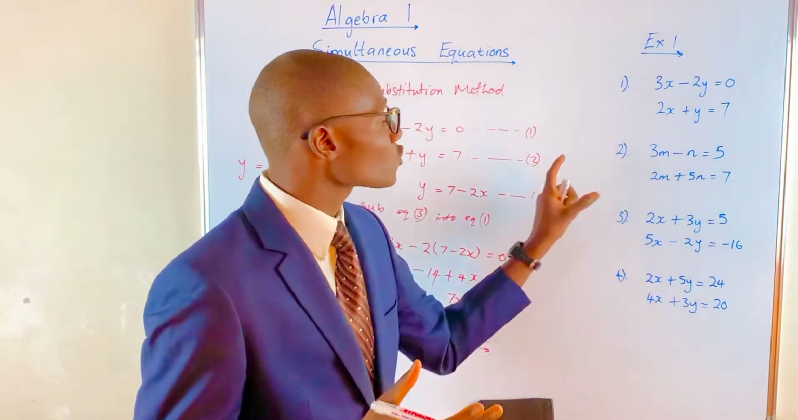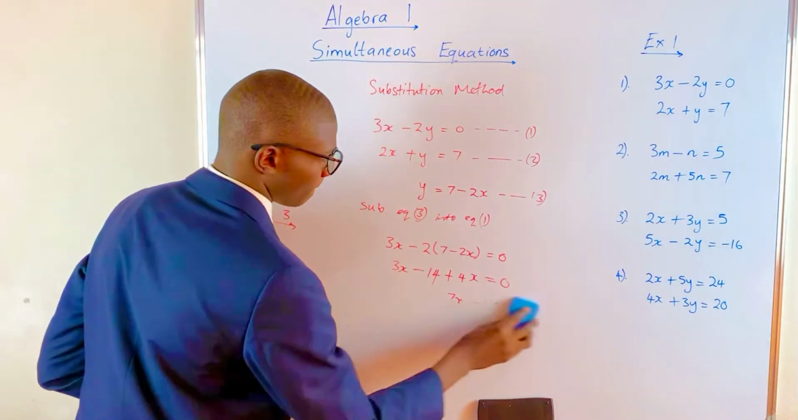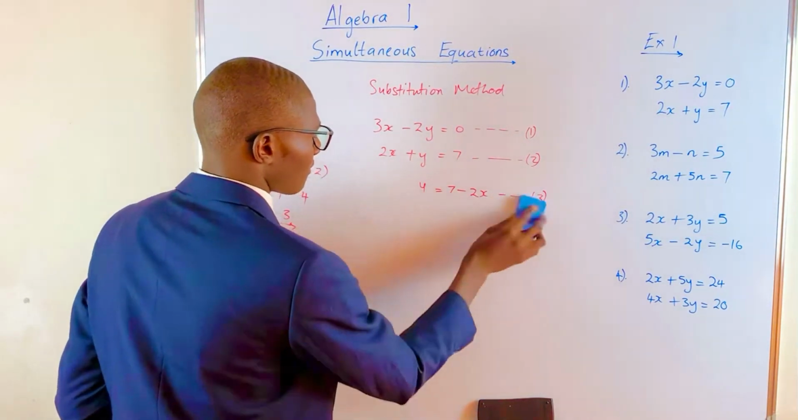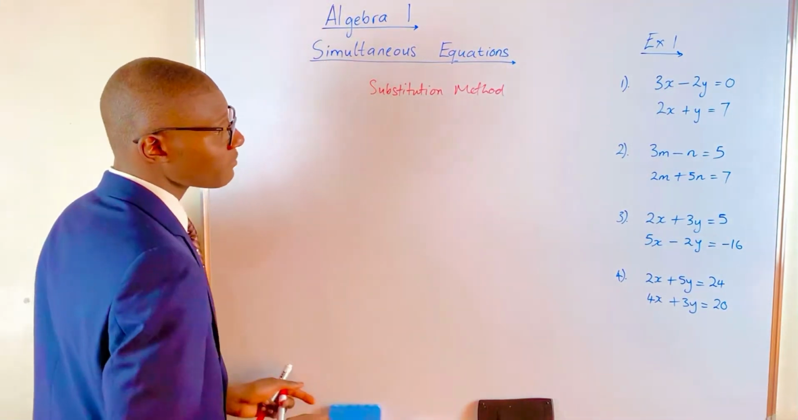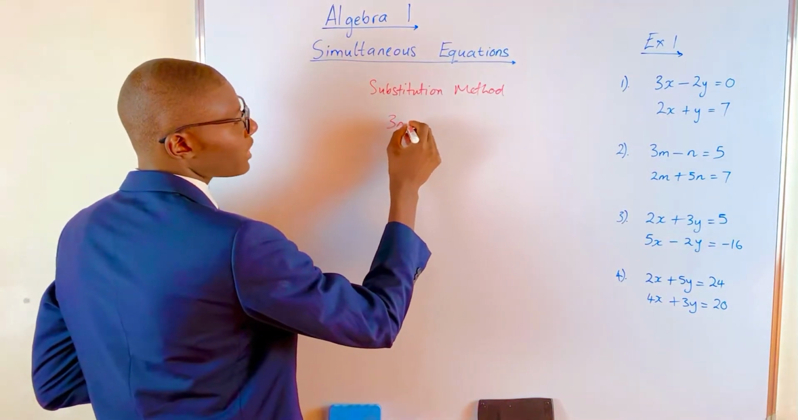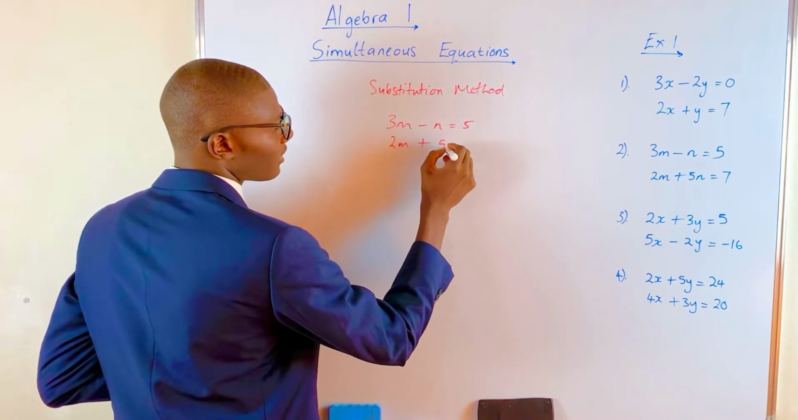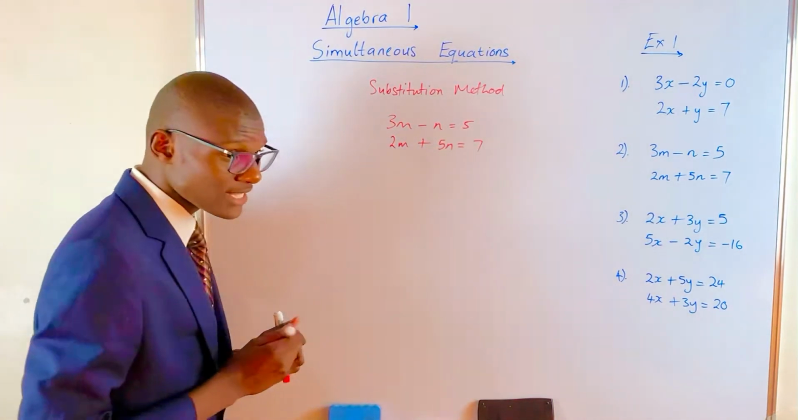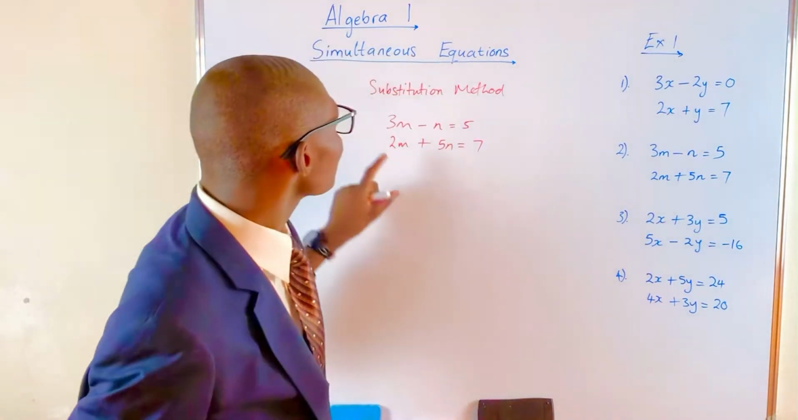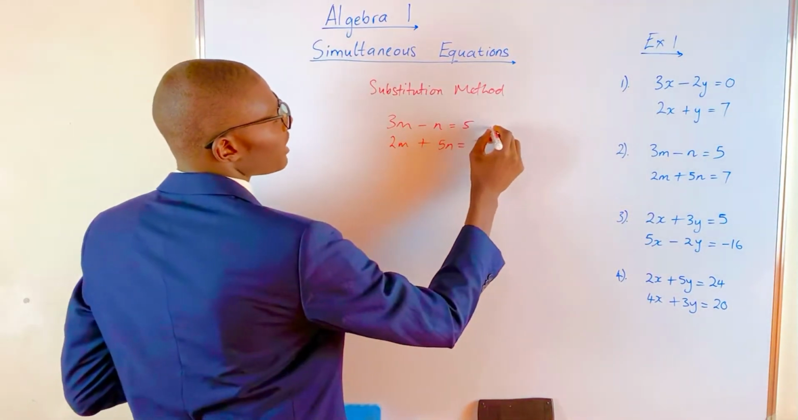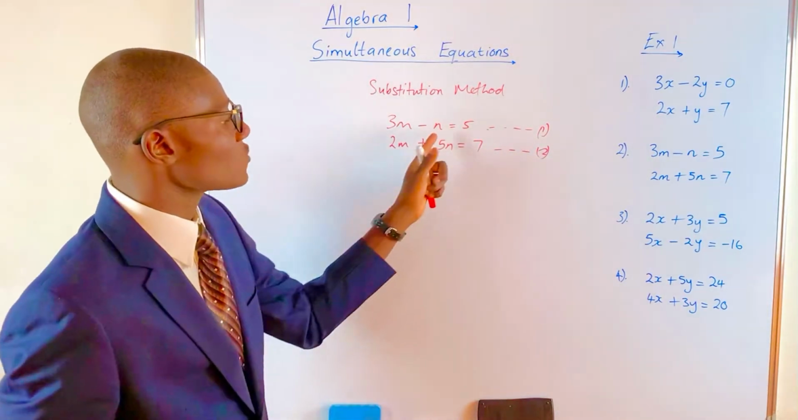Now I would like to also do number 2 using the substitution method. Allow me to erase this part. Okay, so now number 2 says that 3m minus n is equal to 5, and then 2m plus 5n is equal to 7. Now we said we look for an equation that has one quantity of the unknown. As you can see from these two equations, this being equation 1 and this being equation 2, we see that equation 1 has 1n.